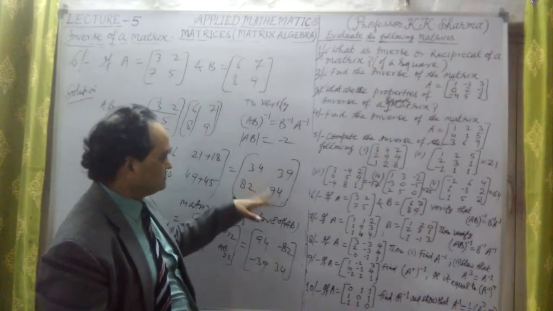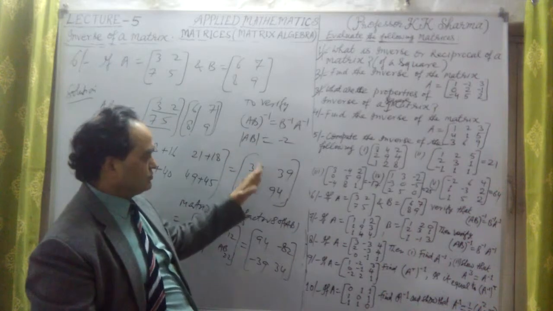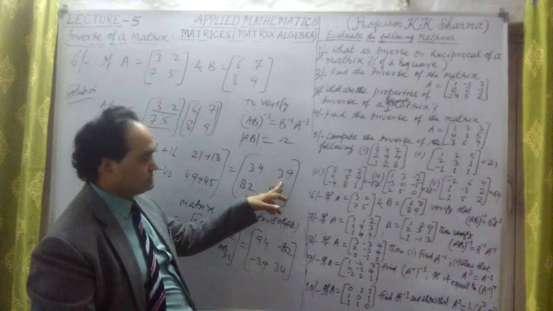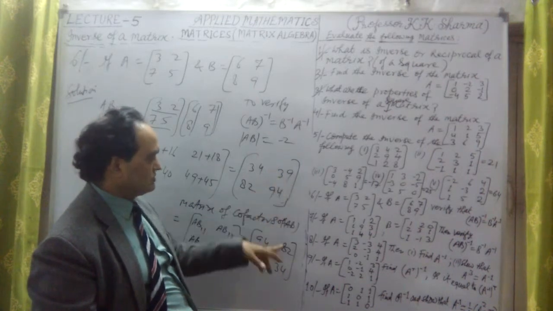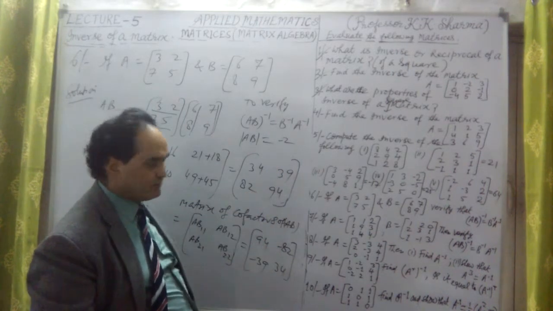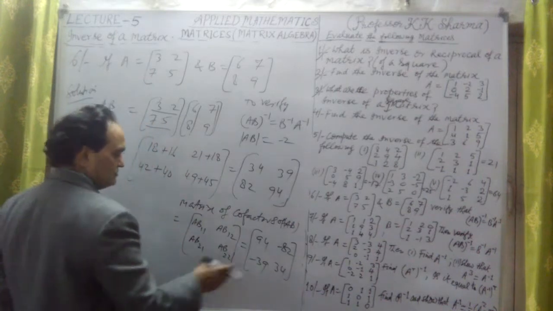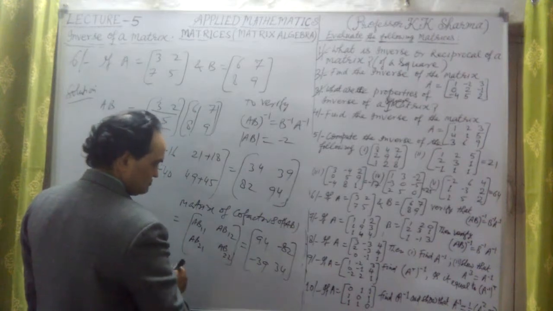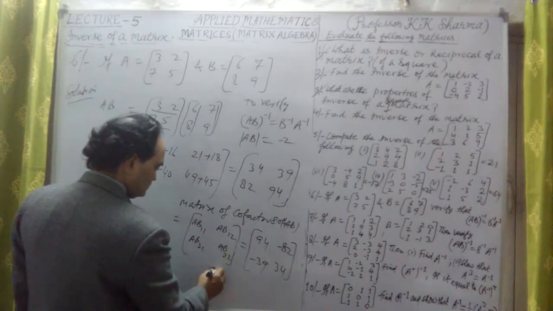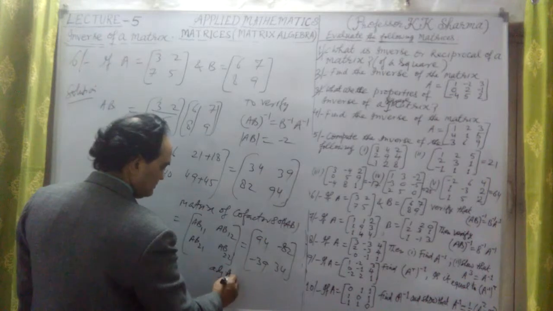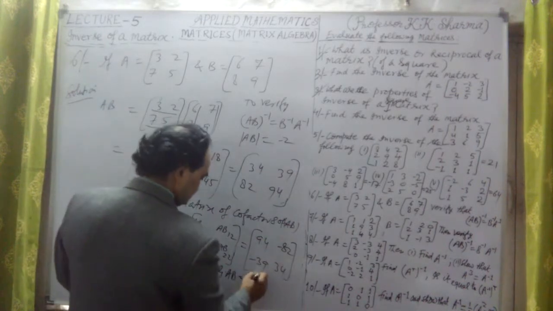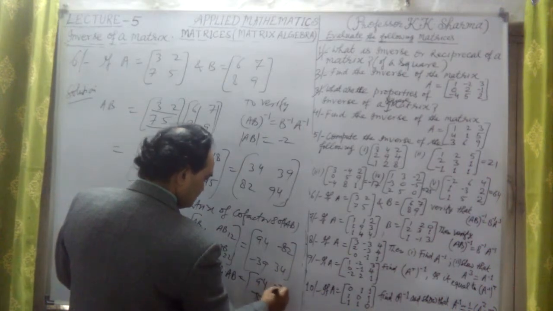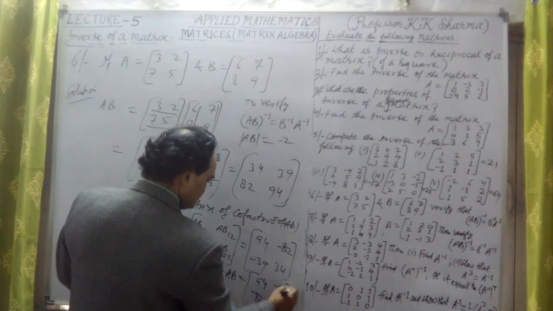Now in this case the cofactors are very easy. Of 34 we get positive 94. Of 39, because it is an odd position, it is negative, minus 82. We multiply by minus 1. This is the cofactors matrix. Now we have to transpose this, therefore the adjoint of AB is 94, minus 82, minus 39 and 34.